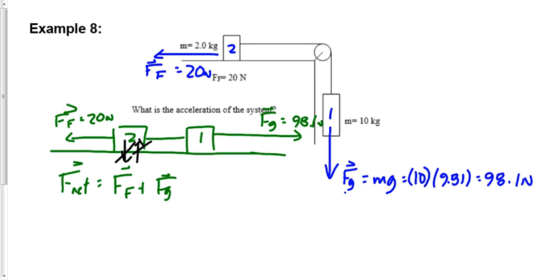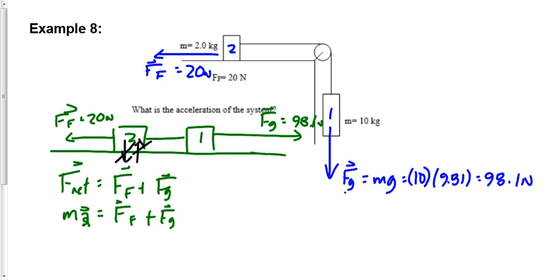F net is M times A, FF plus FG. What's the mass here? Is it 2? Is it 10? Is it 12? Think back to your lab. What mass do I use when I'm multiplying M times A? The total mass, yes. I always use the total mass in M times A because the entire system is accelerating.